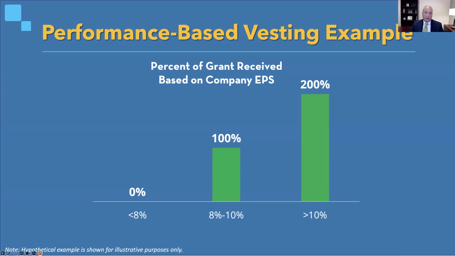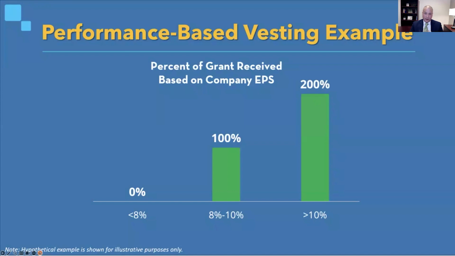So for example, in this case, just as a hypothetical here, the company could say, if the company has earnings per share growth between 8 and 10%, you get 100% of your initial grant amount. If the company's earnings were above that, let's say over 10%, for example, you could get a multiplier effect on your initial share grant.